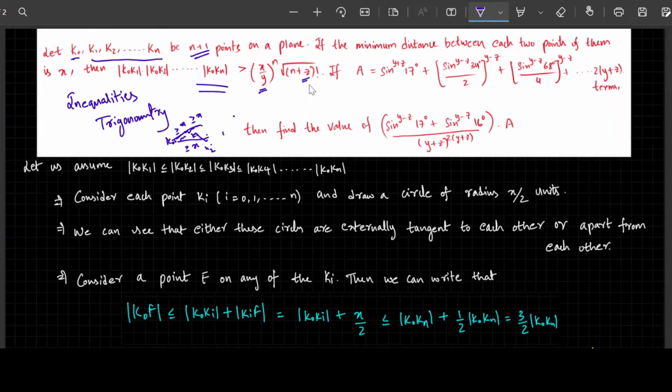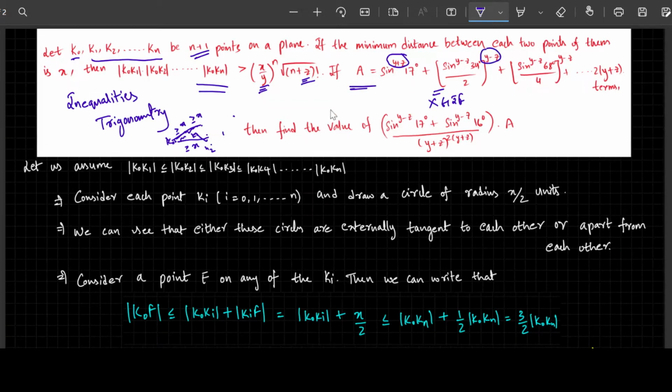So if this is the case, then if a is equal to [sine power (y plus z) 17 degrees plus sine power (y minus z) 34 degrees by 2] whole power (y minus z), this is not a GIF, it's just a square bracket, plus sine power (y minus z) 68 degrees divided by 4 whole power (y minus z). So yeah, you can just infer from here that you need to find the values of y and z, so that you can substitute here to get the actual value of a.